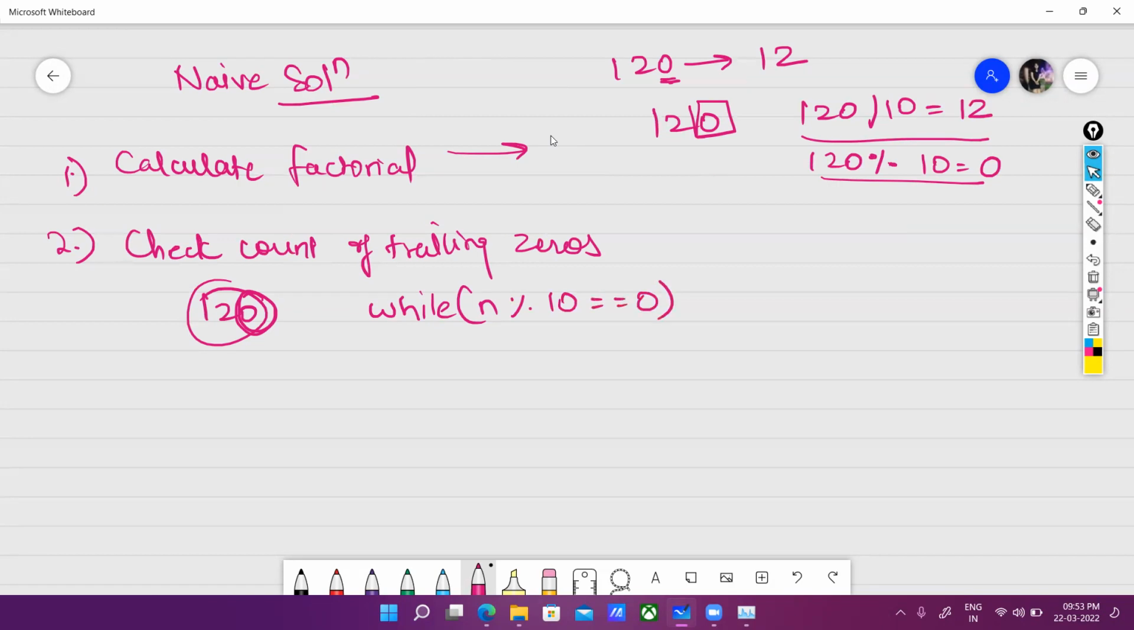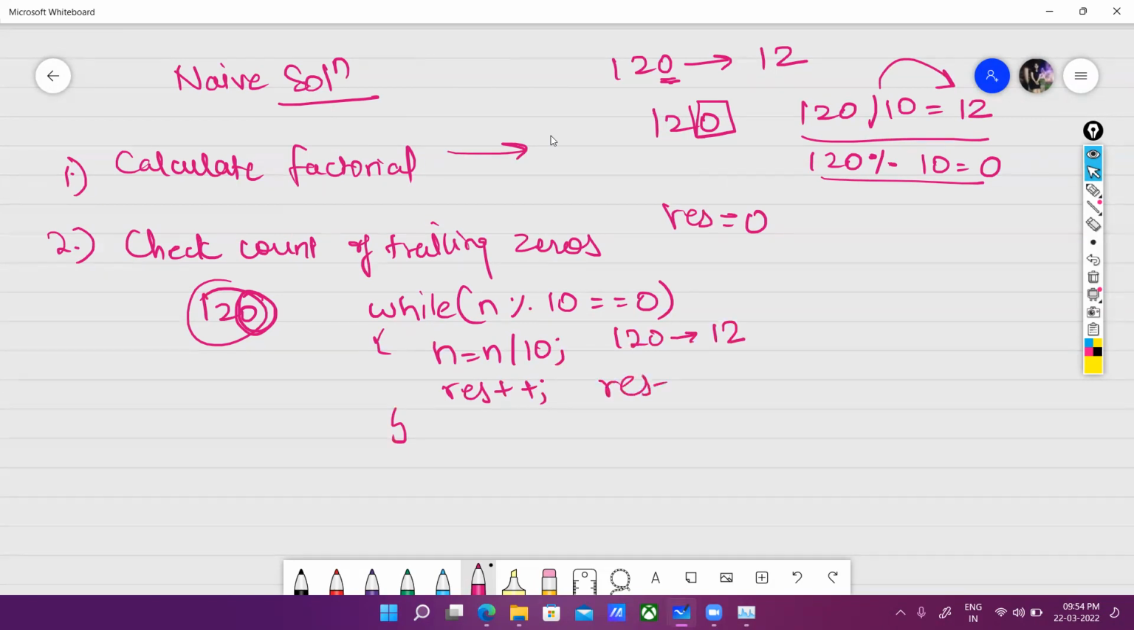It will check: 120 mod 10 equals 0? Yes, because there is a 0. Now what I will do is remove that. I will convert it to 12. But at the same time, I will increment my count or the result, which was 0 at first. So while this condition is checked, it gives true, then it will come inside and convert 120 to 12 because it is dividing by 10. At the same time, I'm making result 1.